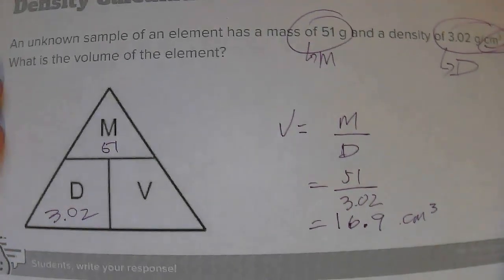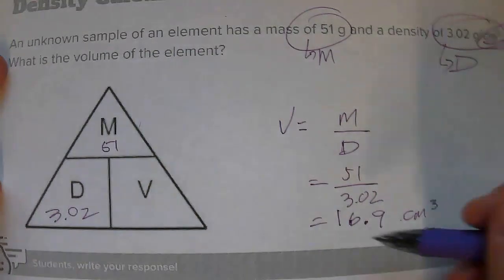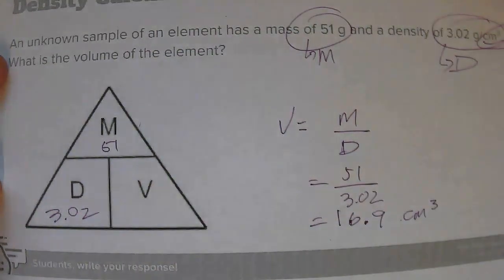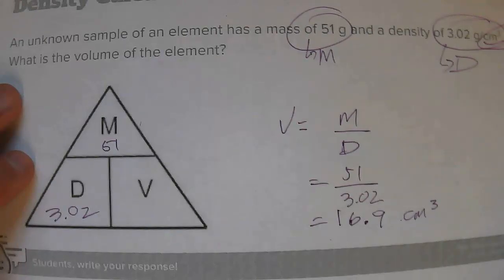So use the triangle. Using the triangle, you can come up with whichever unknown in the equation you want, and we can get that. Okay, so that's the density.